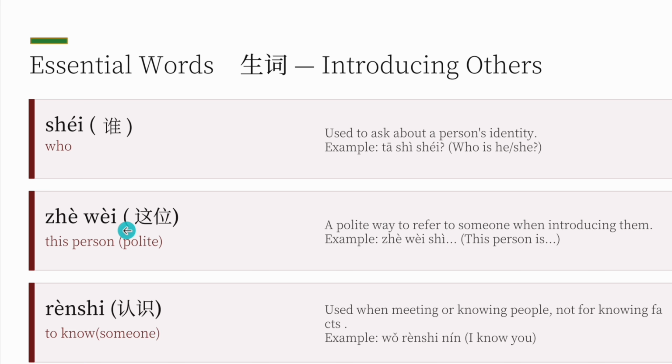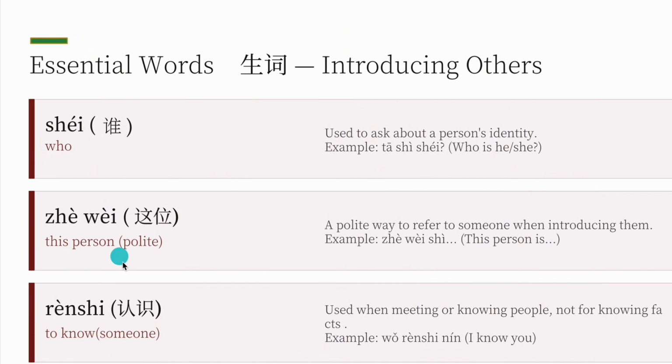这位 means this person. It is a polite form, a polite way to refer to someone when introducing them. When you are saying this is, instead of saying 这是, to show respect, you can say 这位是. We're still going to talk about the meaning of this 位, but for now we can learn it this way.